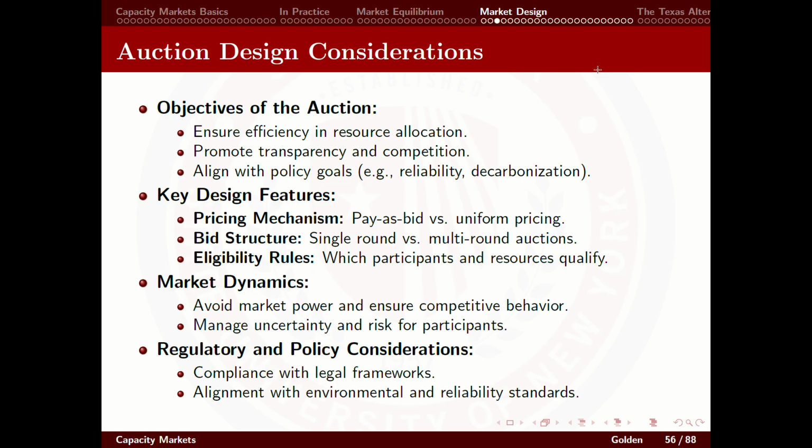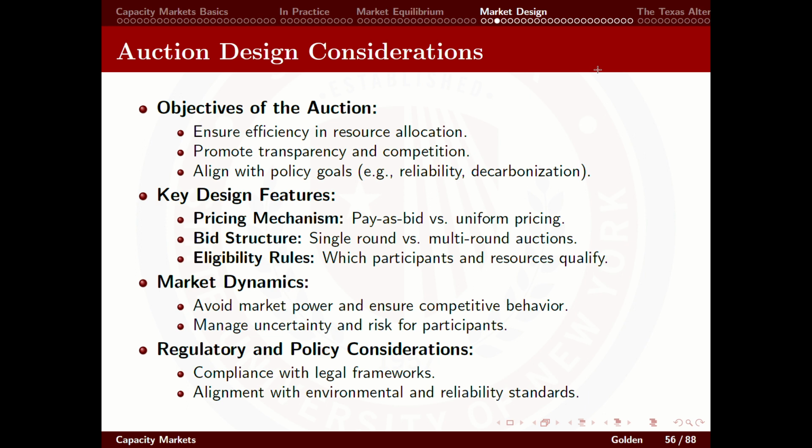Key design features. You have a pricing mechanism. You can either have uniform pricing or a pay-as-bid mechanism. You can have either single round or multiple round bids. You can choose which participants qualify to bid and whether or not they're all going to bid in the same market or different markets. So you want to avoid market power and ensure competitive behavior. You want to make sure that large players aren't able to manipulate the market or purposely withhold capacity to raise prices, and you want to manage uncertainty and risk for participants.